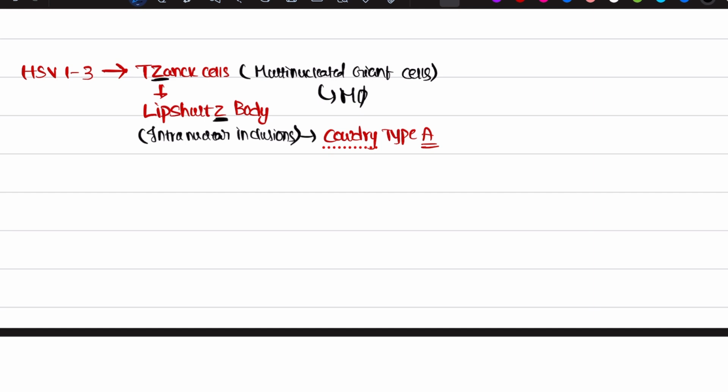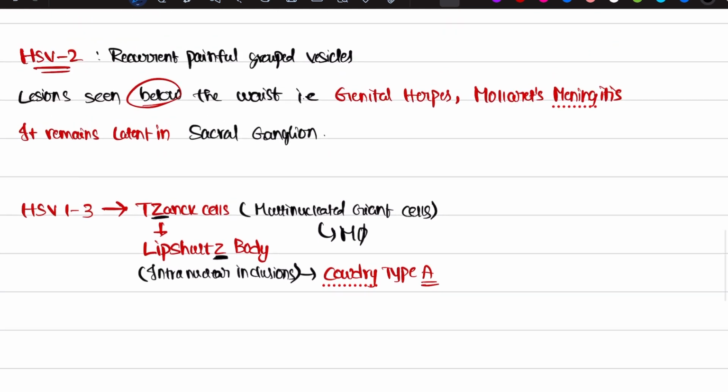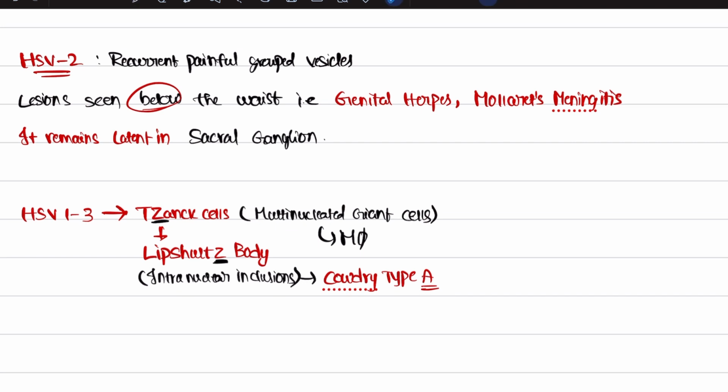This is very simple. Okay, this is all about HSV type 1 and HSV type 2. I hope this is very simple, and I am going to revise this HSV type 2 again, as I already revised HSV type 1. When HSV type 2 comes into your mind, you try to think about genital ulcers. This is below the waist. What type of lesions are these? These are recurrent, painful, grouped vesicles. Okay, so these are genital herpes. And there is one exception here. This is Mollaret's meningitis. This is above the waist, and it remains latent in sacral ganglion.